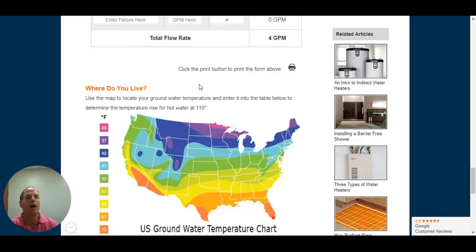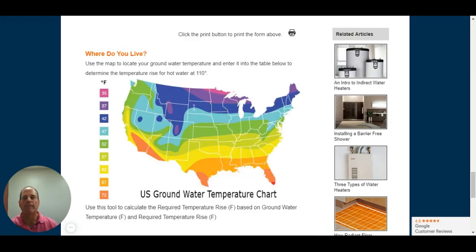Now we need to know what the temperature rise for that flow is going to be. With a tankless water heater, basically you want to have a 110 degree output temperature. At 110 degrees, that's an ideal temperature for mixing it with cold water to give you a good shower or give you good hot water at a sink. So the country is broken out into different zones or regions depending on what the coldest temperature for that region is during the year in the wintertime.